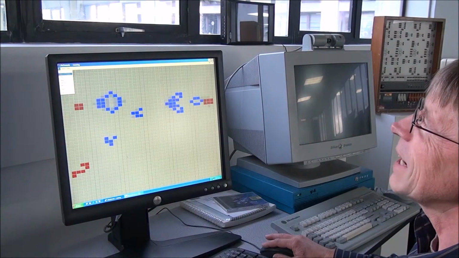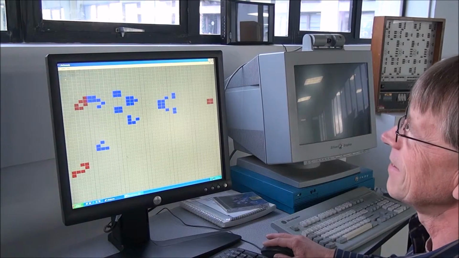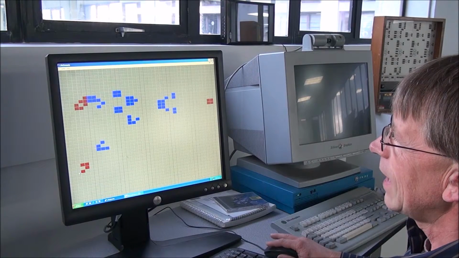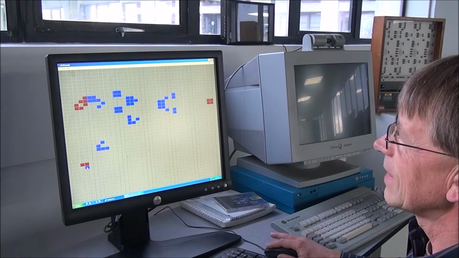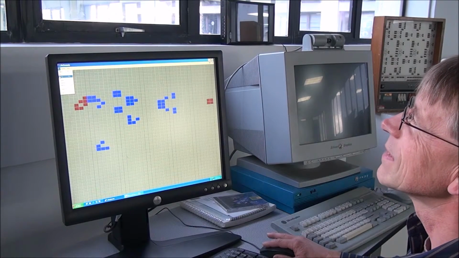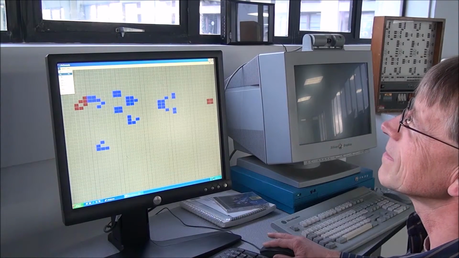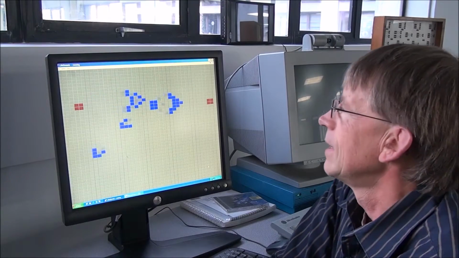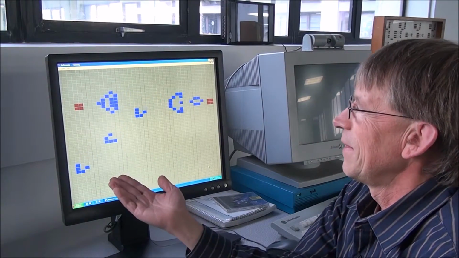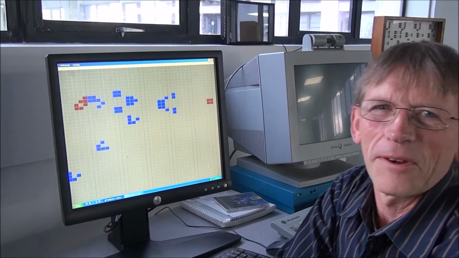Well, what would happen if there wasn't an eater? I stop it for the moment and take this eater away, and let's see what happens with the glider gun. Now we carry on. And we see the glider just walks forever.